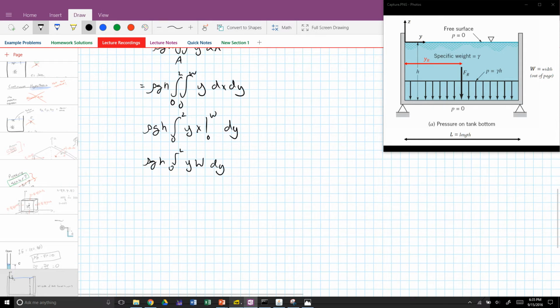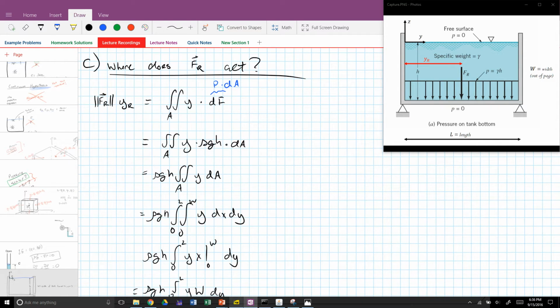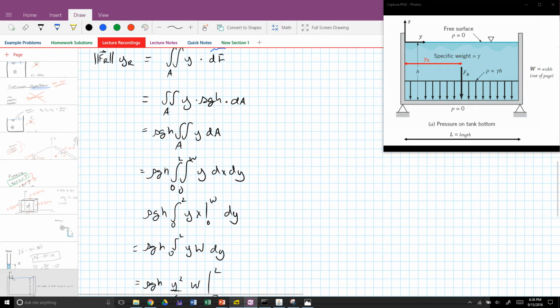Okay, integrating this. I know this is getting repetitive, guys, but I'm going to go through all the steps. Integrating this gives us y squared over 2 W evaluated from 0 to L, which finally plugged in gives us rho g h W L squared over 2. Now remember, this is the total moment, not the location of the resultant force, but this is the moment induced by the total distributed pressure.